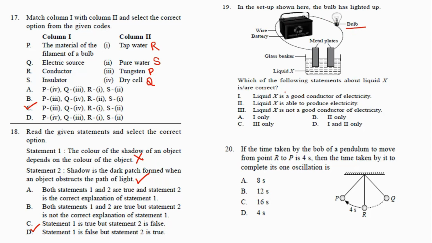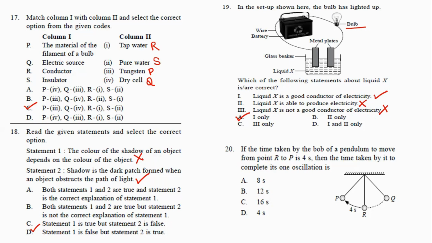Liquid X is a good conductor of electricity. So this is correct because here they have asked which of the following is correct, right? Yes. Liquid X is a good conductor of electricity. This is correct. Liquid X is able to produce electricity. No, this is wrong. Liquid X is not a good conductor of electricity. This is also wrong. So our correct answer should be option number A because only statement 1 is correct here, right? Okay. Now we come to question number 20.